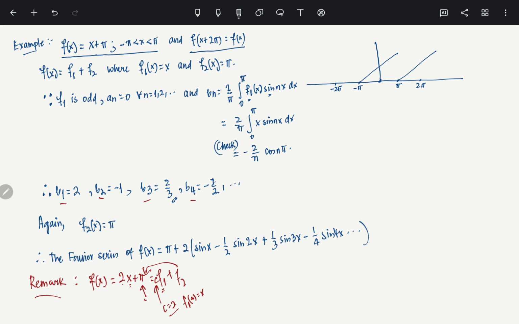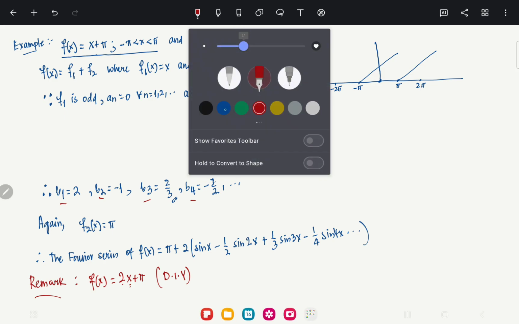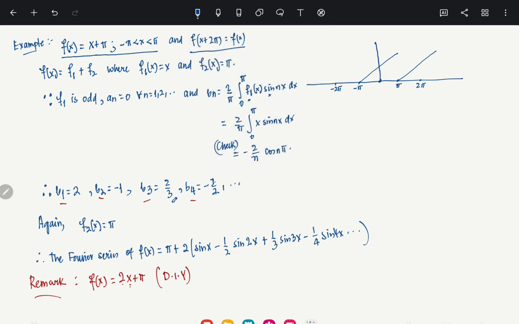So I hope you understood what's happening here. Again, you try and solve this. Very easy, so do it yourself. Okay, so I hope this is very easy, right? It's not an issue here.